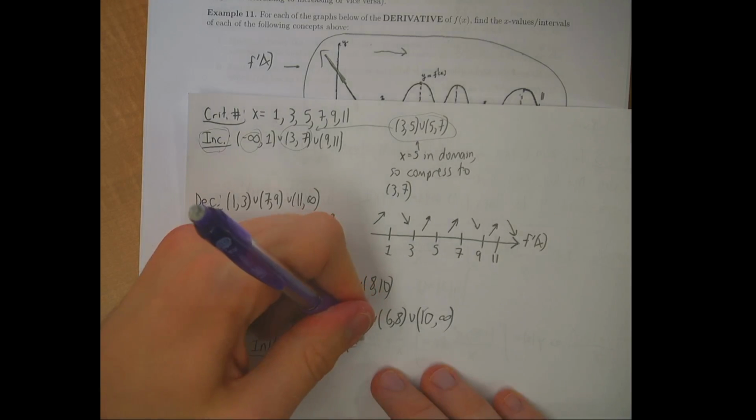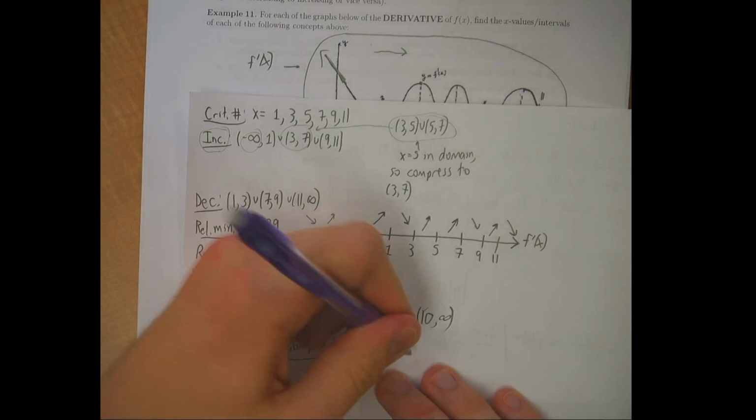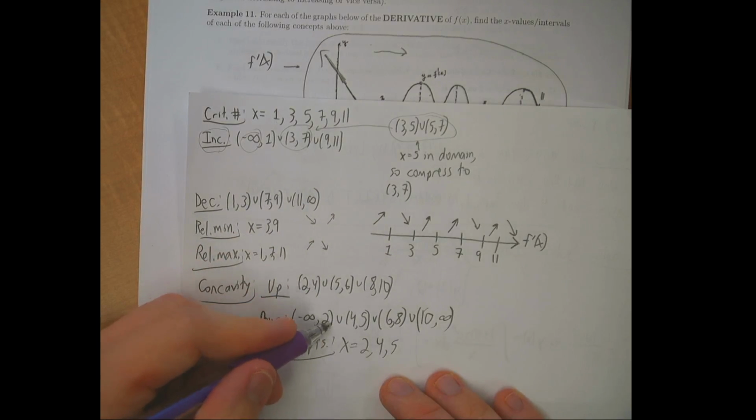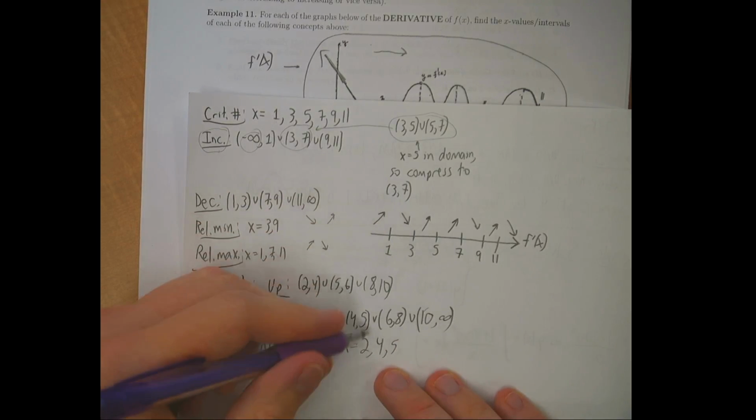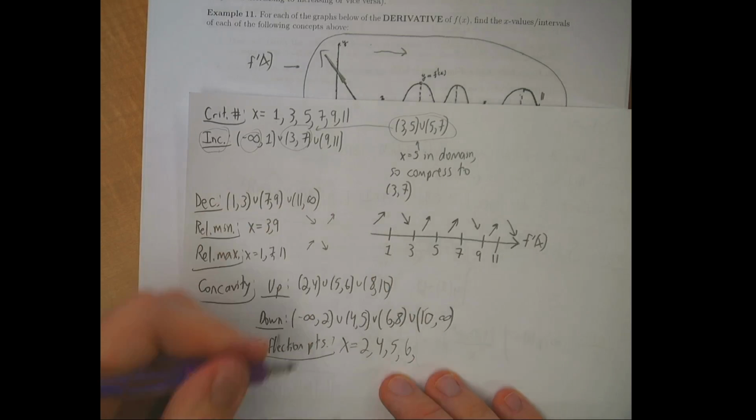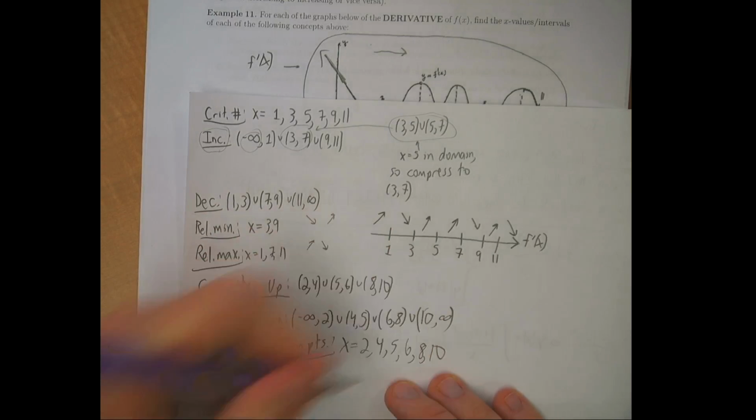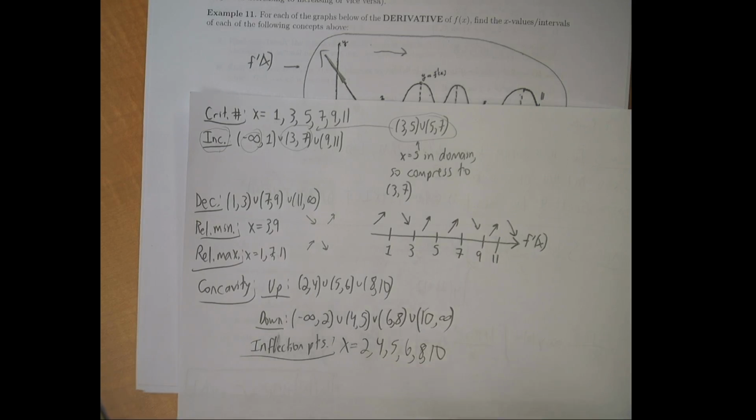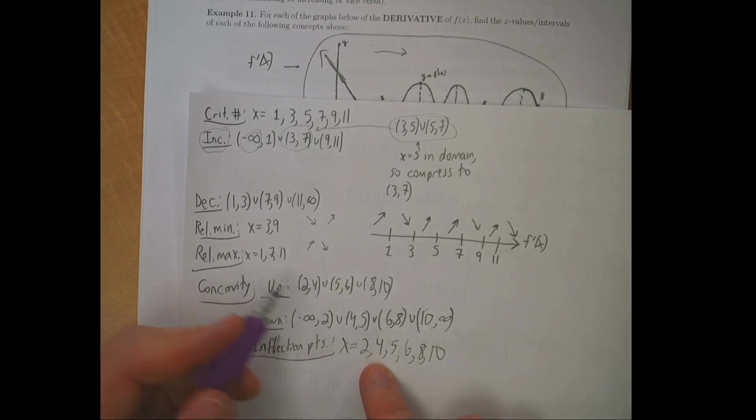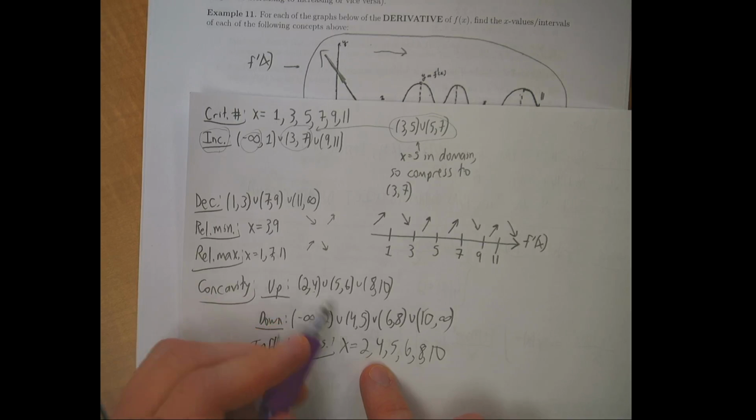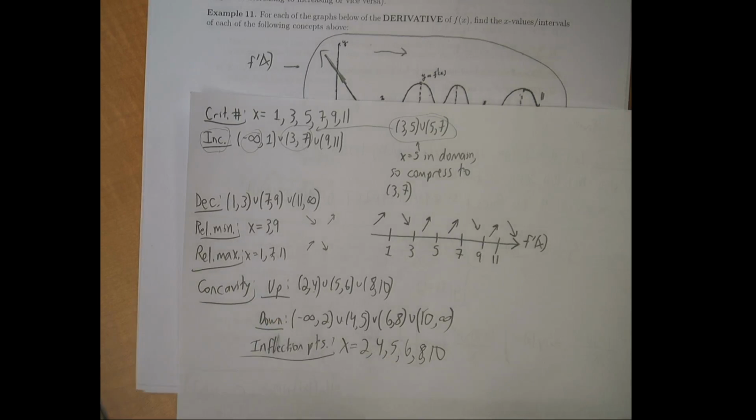2, 4, 5, 6, 8, and 10. Yep, so it changes at 2, 4, 5, 6, 8, and 10. Okay. Because with x equals 2, for instance, it goes from concave down to concave up. And then with x equals 4, it goes from concave up to concave down, and so on and so forth. Okay. So any questions on that problem?